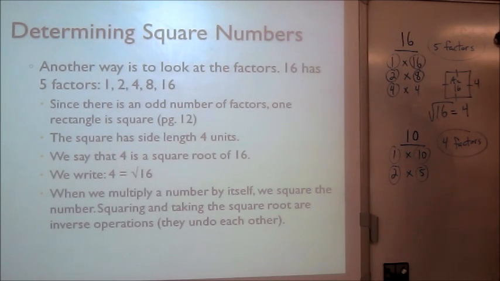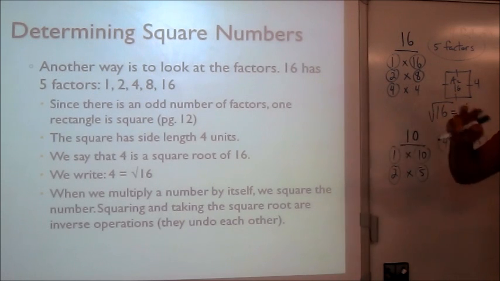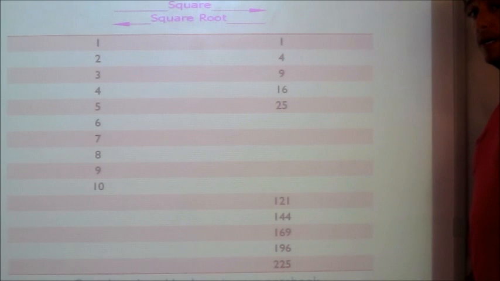When we multiply a number by itself, we square the number. Squaring and taking the square root are inverse operations. That's a fancy way of saying they are opposites. They undo each other. When you square a number and then find the square root of that number, you're going backwards and forwards. So finding the square of a number and finding a square root of a number are inverse operations.